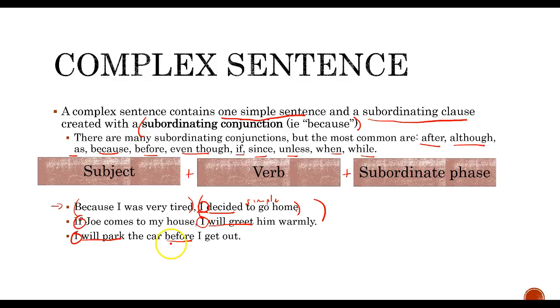One thing to notice about this is that there's no comma in this sentence, but there is a comma in this sentence. So the rule is, if you start a sentence with a subordinating phrase, you have a comma at the end of the subordinating phrase, and then you have your complete idea. If you start a complex sentence with a complete idea, and then end with a subordinating phrase, no comma.